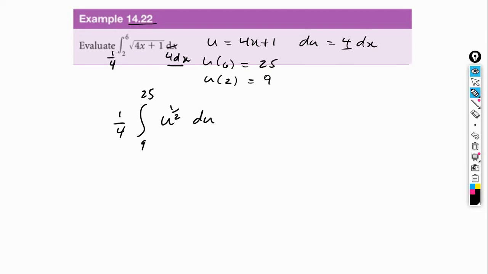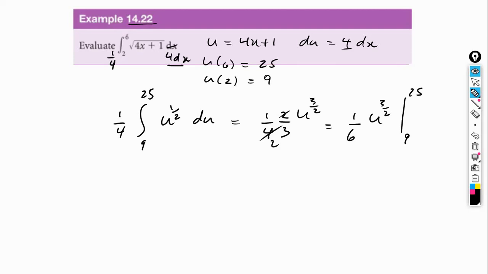And then from here, all we have to do is integrate this. And this is going to be equal to 1/4. And it's just the same as usual. Adding 1 to 1/2 is going to give us u to the power of 3/2. And then we divide by 3/2, which is the same as multiplying by 2/3. And notice that we cancel this out, we get a 2 here. This is going to be the same as 1/6 u to the power of 3/2. And we have to integrate from 9 to 25.